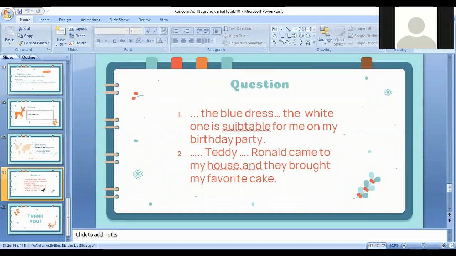Questions. Number 1: The blue dress, the white one is suitable for me on my birthday party. Number 2: Teddy, Ronald come to my house and they brought my favorite cake.